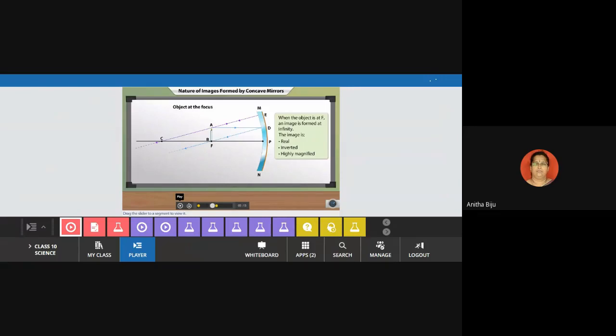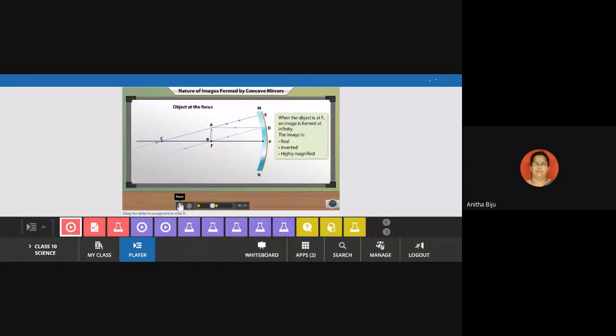Draw the diagram and inform me. Okay. I'm done, ma'am. Done. Good. Girls, someone tell me. Ma'am, done. Done. Simone, done. Yes, ma'am. Okay, very good.